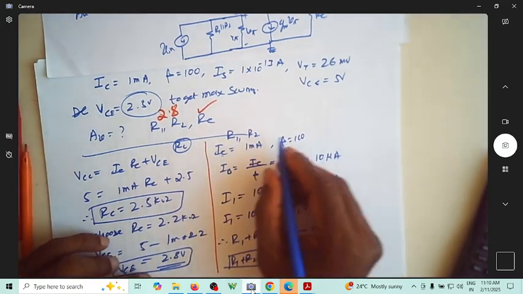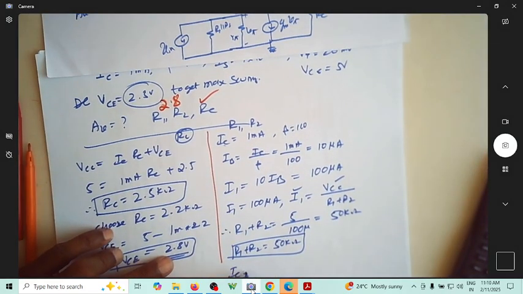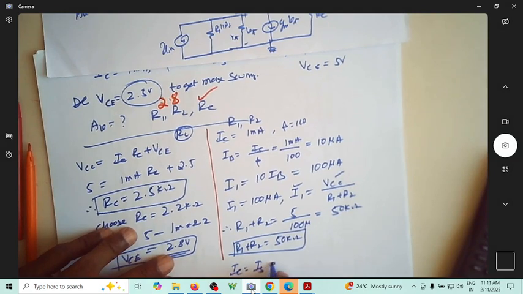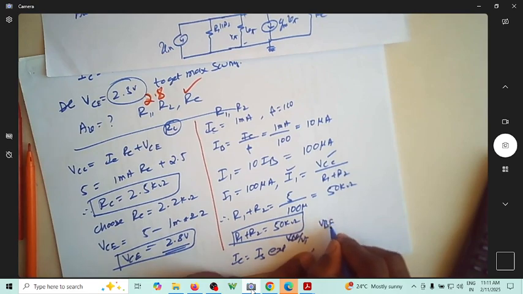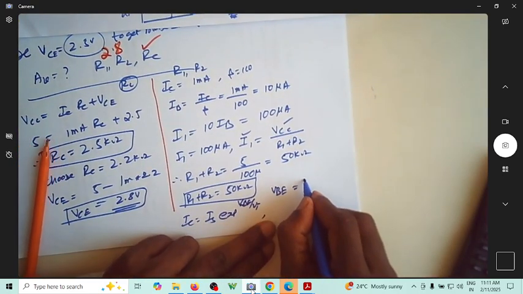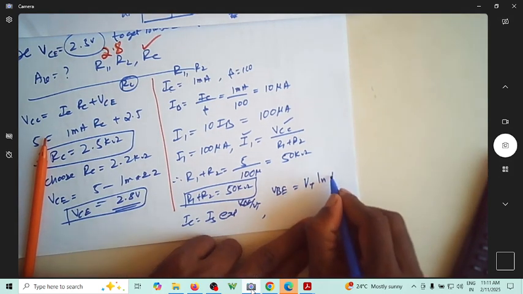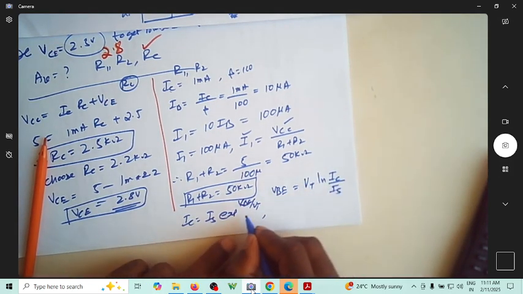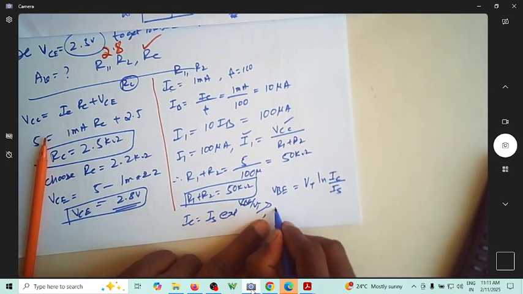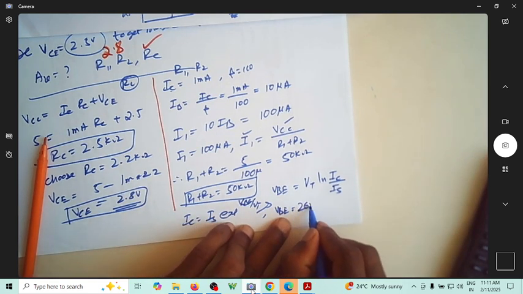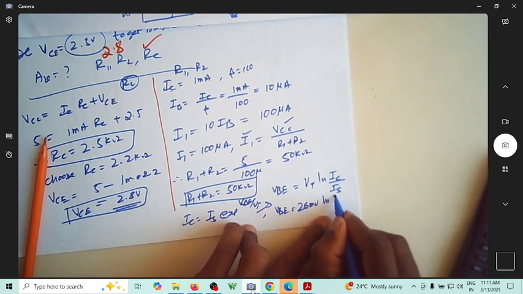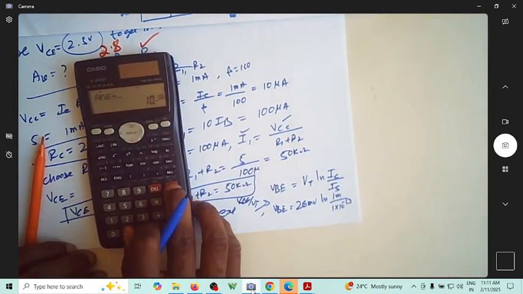And we have another expression for IC. IC is equal to IS exponential VBE by VT, from which we can write VBE is equal to VT ln of IC by IS. This is how you can write from this. So what is VBE now? VBE is equal to 26 millivolt into ln of 1 milli by 1 into 10 power minus 13.